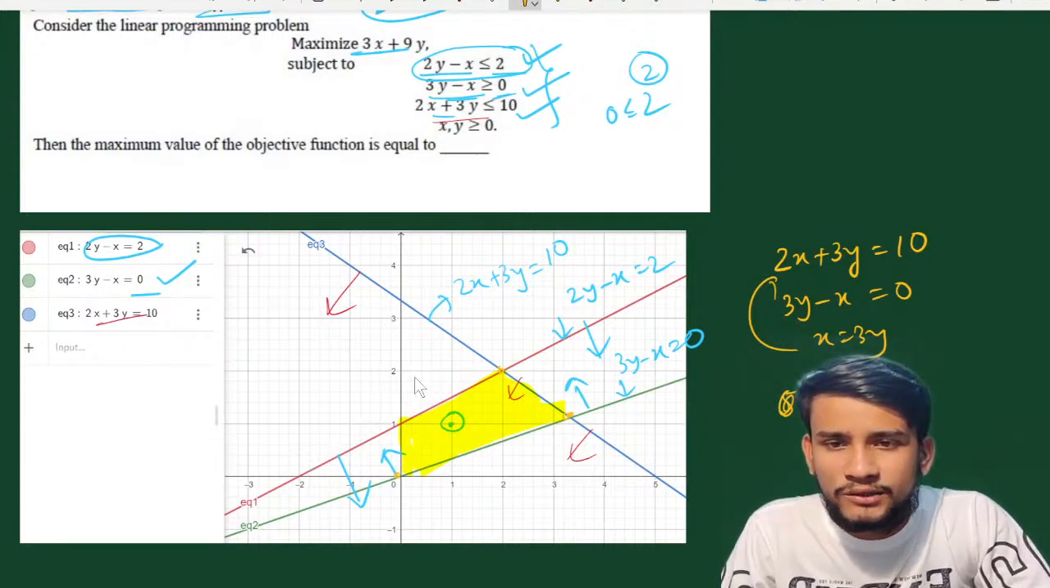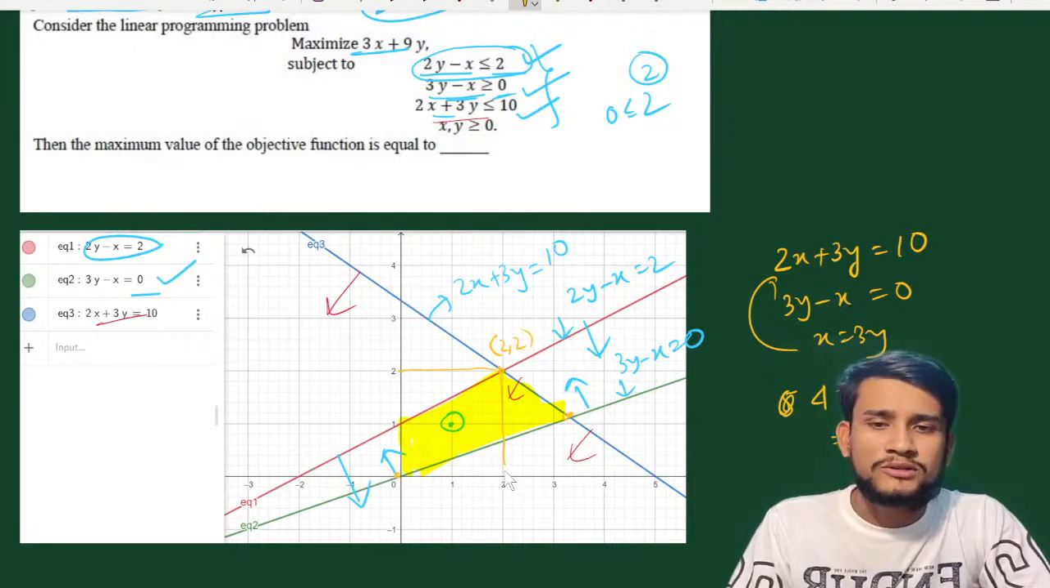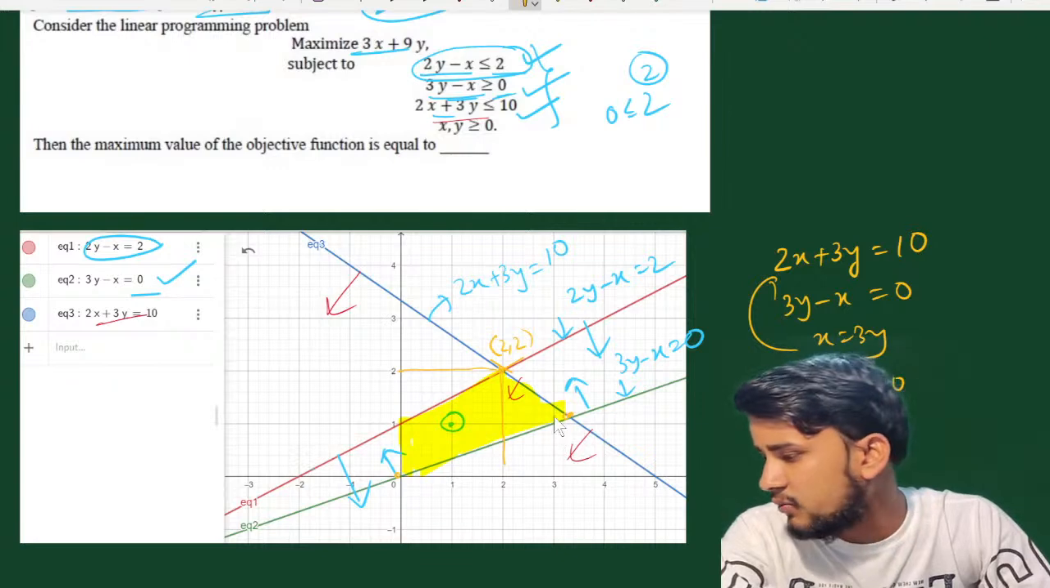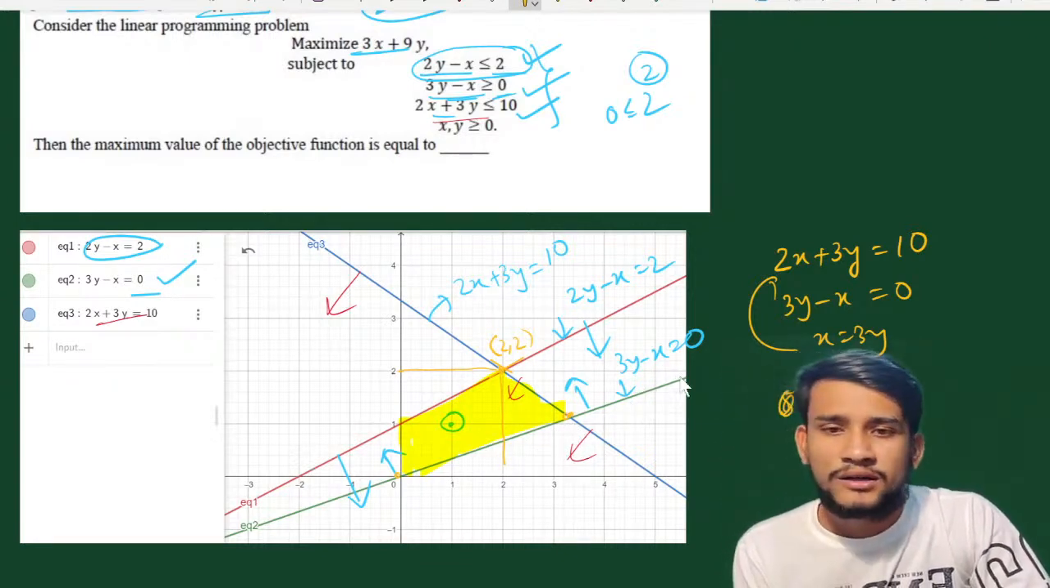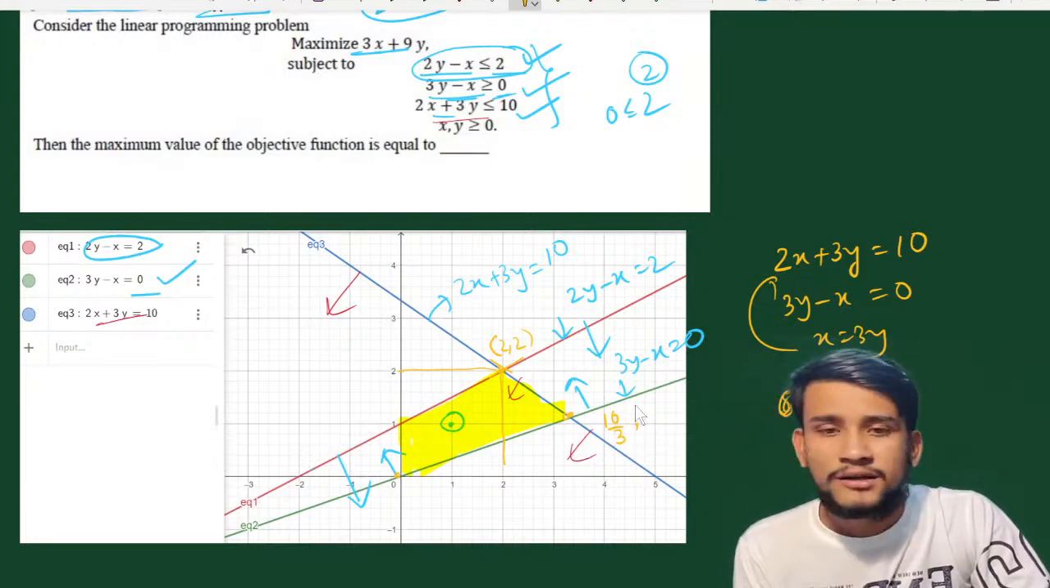And this is clearly the point (2, 2). Okay, so this is the point (2, 2). You can also find it by solving these two equations, this one and this. And this is, I think, the point... just a minute... this is the point (10/3, 10/9).